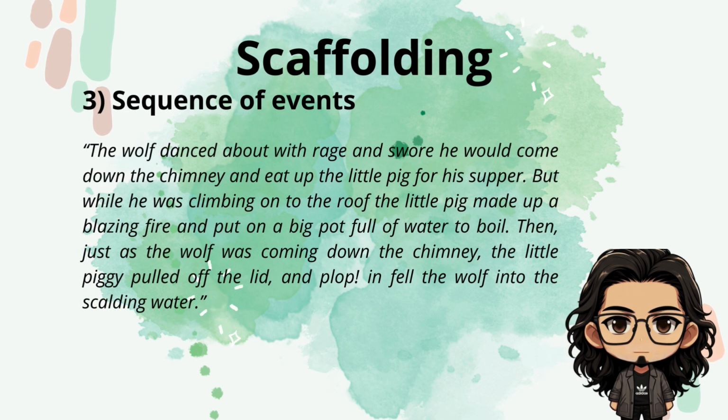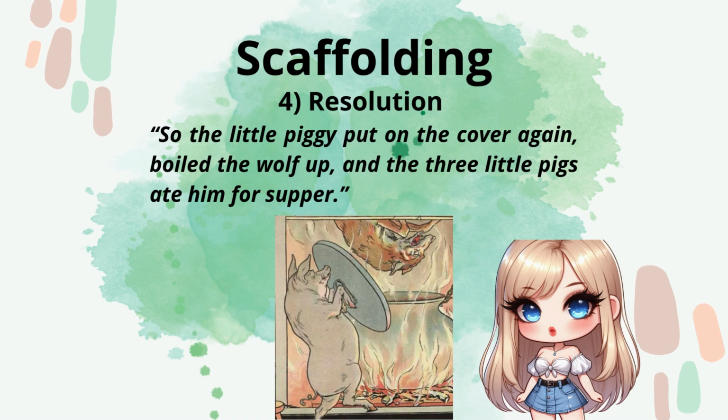The third element of the narrative scaffolding is the sequence of events. This refers to how the characters react to the complication, their feelings and actions. Events can be chronological or with flashbacks. The audience may be given the narrator's perspective. The resolution refers to the way the complication is sorted out.